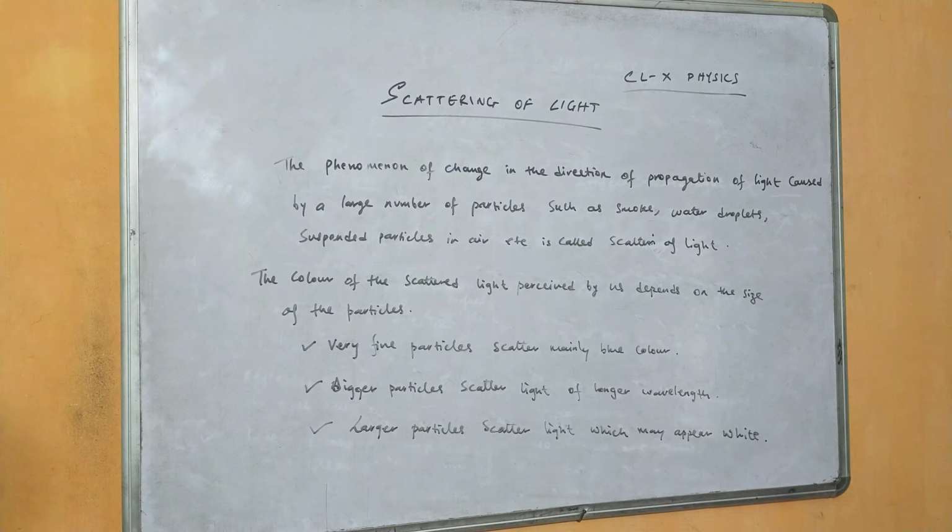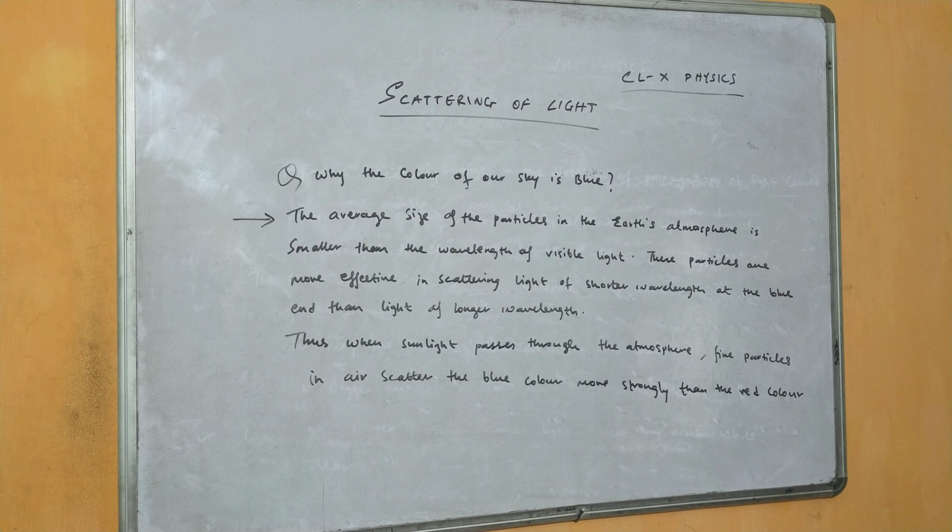And Rayleigh scattering. So according to Rayleigh, the intensity of scattered light is inversely proportional to the fourth power of the wavelength of light, that is I is inversely proportional to 1 by lambda to the power 4. So the most asked question: why is the color of our sky blue?